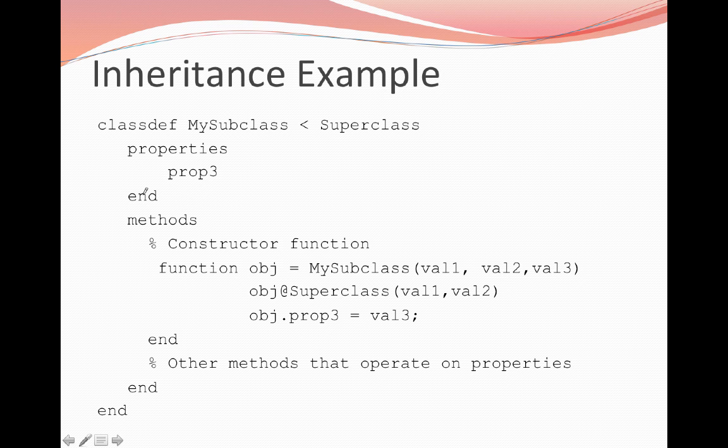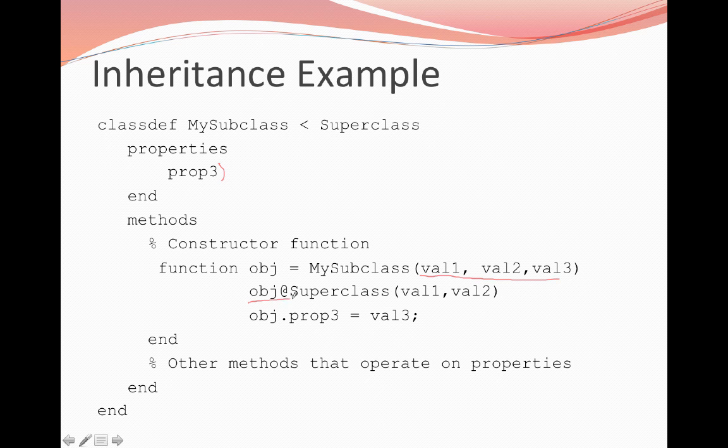So in the classdef, in the first line, we have the subclass less than the superclass. Let's say that the superclass has two properties already defined in it. Then in the subclass, we might define a third property. Then in the constructor function, again, we can pass all three values. So, the two properties defined in the superclass and then the one property defined here in the subclass.